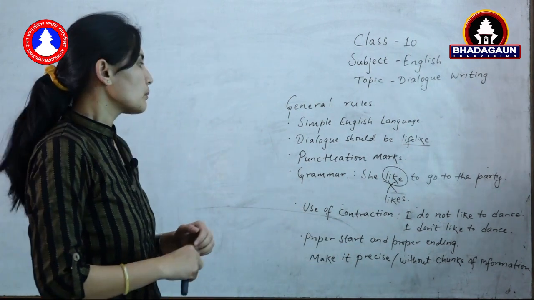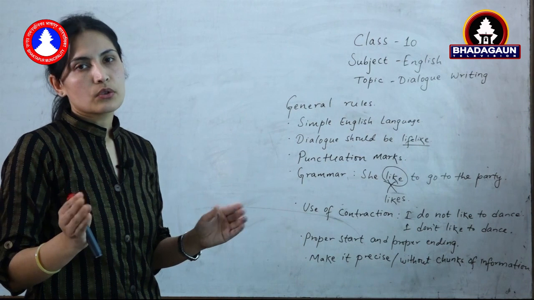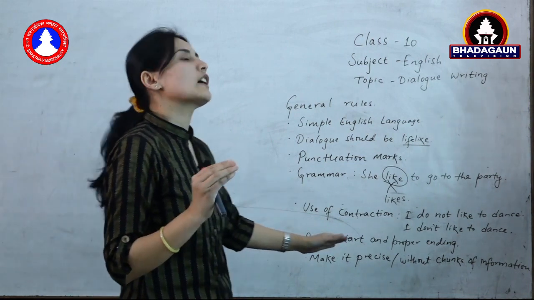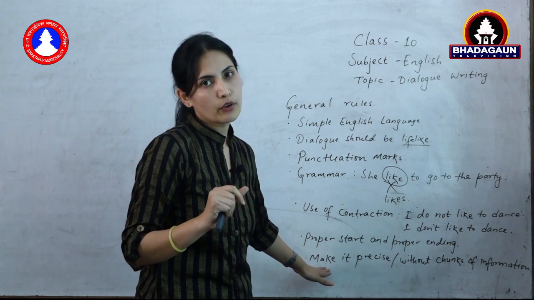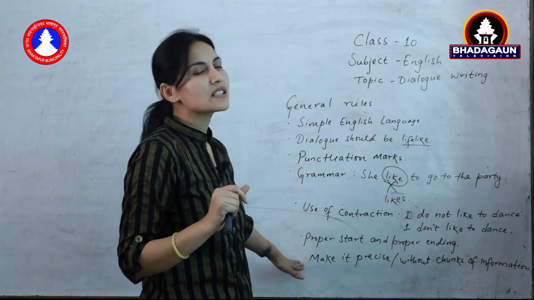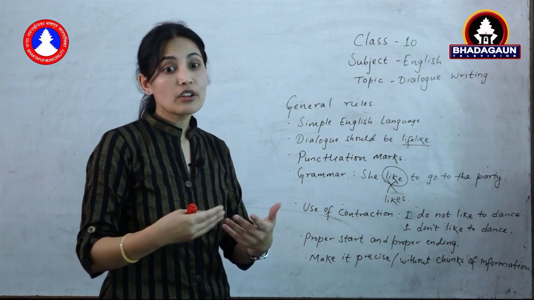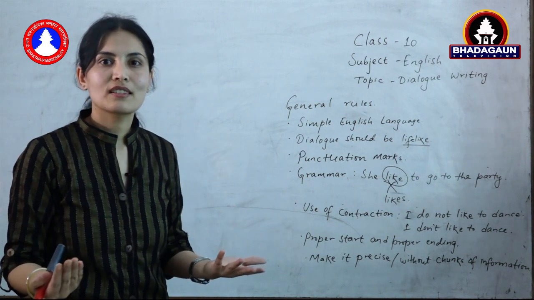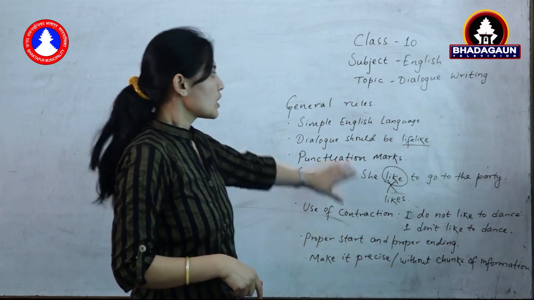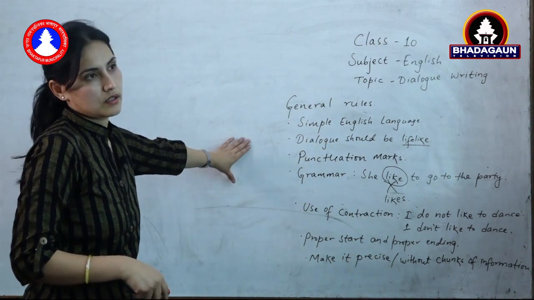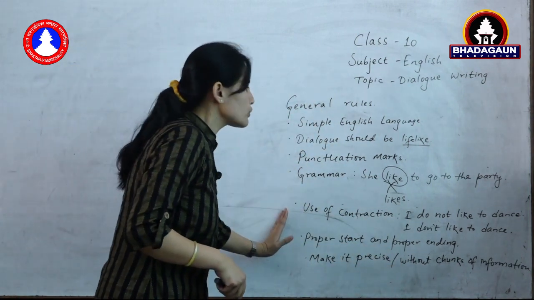So focus on what you are writing about. Just focus on that one. Don't add lots and lots of information, because that makes the dialogue very long and the reader may get lost. What is the situation that you are writing all about? So make it precise without chunks of information. These are general rules that I request you to follow.